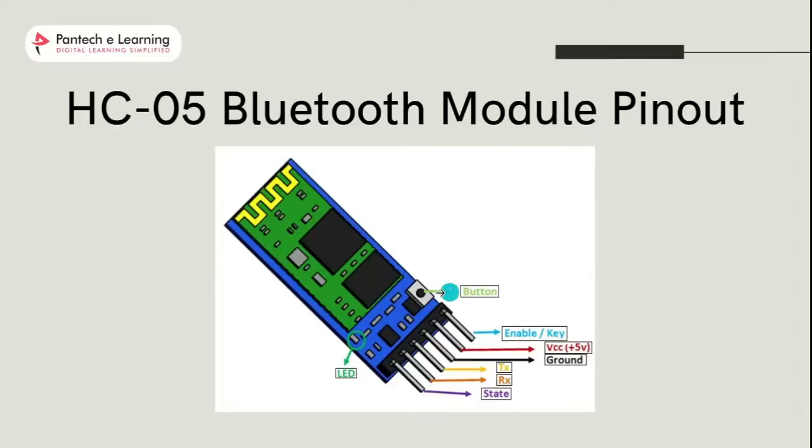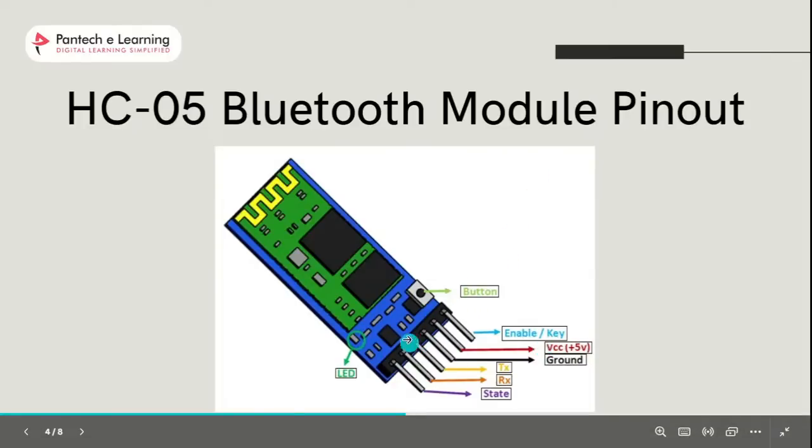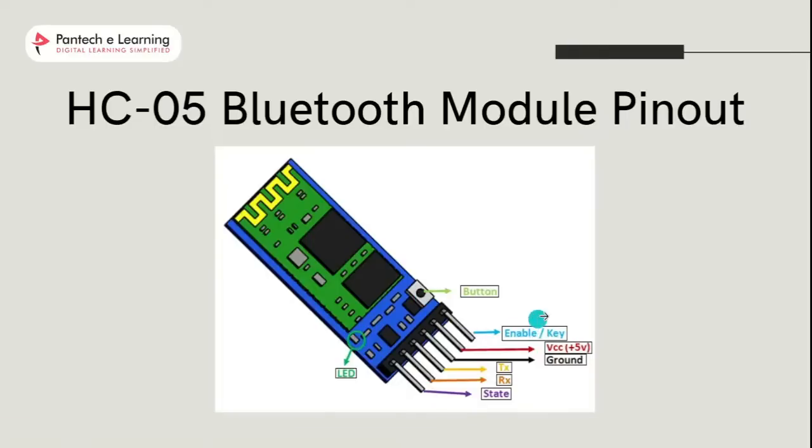Normally we are going to use only 4 pins, which are the power pin, ground pin, transmitter pin and receiver pin. You will also have one inbuilt LED and an inbuilt button. Enable and key, you can call it the enable pin or key pin. This is used to switch the mode between command mode and data mode. By default it will be in data mode. If you want to change this, you can change it to command mode.